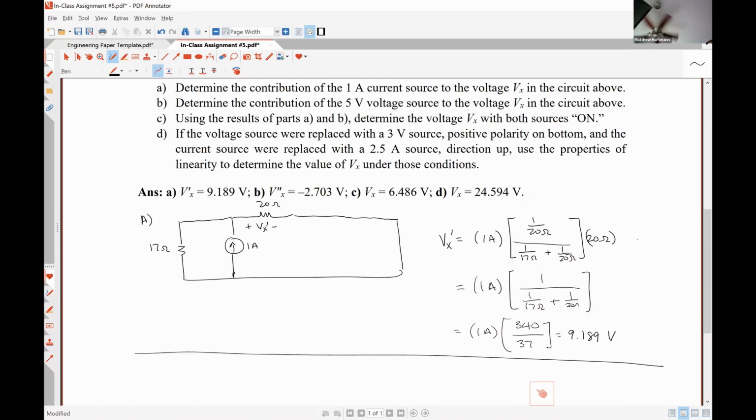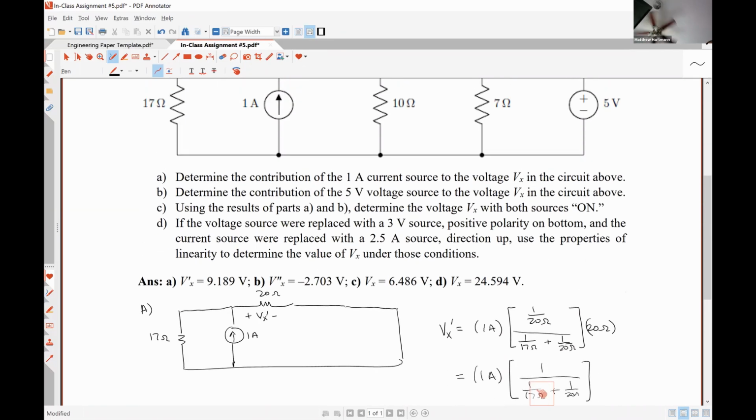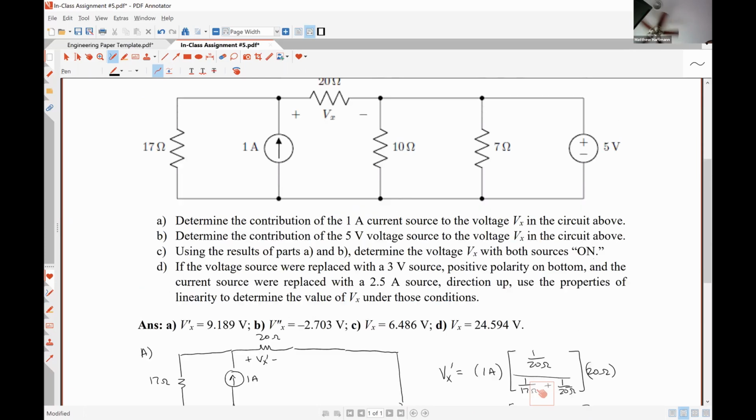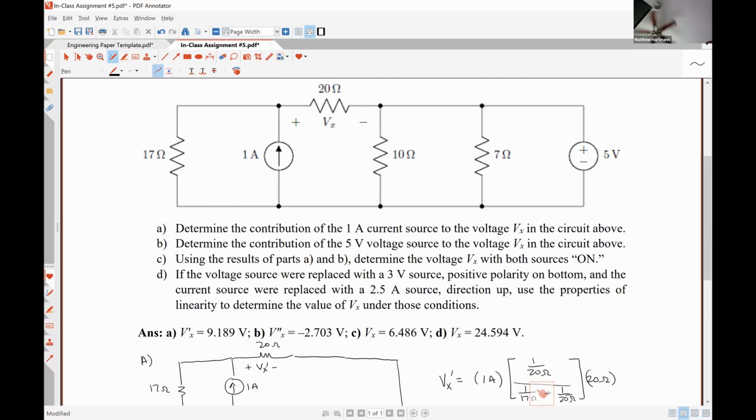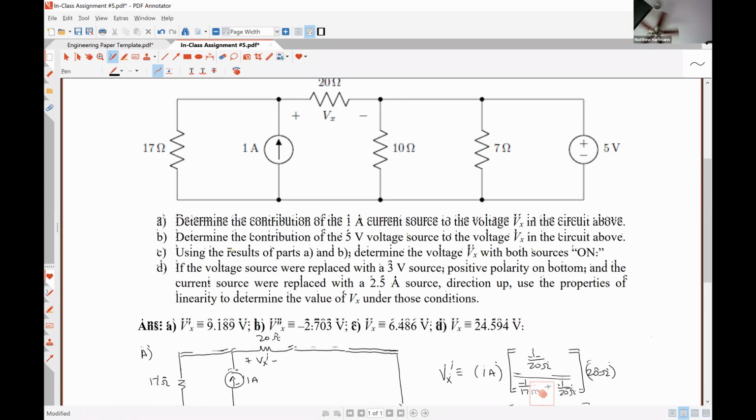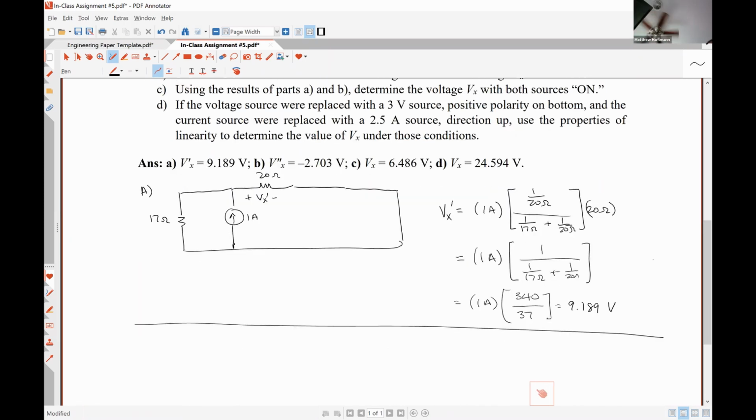For part B, we're asked to determine the contribution of the 5-volt source to the voltage Vx in the circuit above. So that means the 5-volt source is going to be on and the 1 amp source is going to be off. So how do we turn off a current source? It's just going to be an open circuit. Open circuit, absolutely correct.